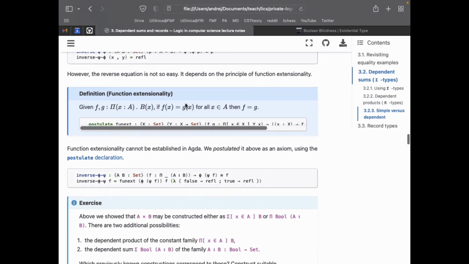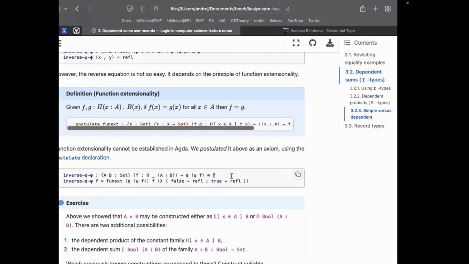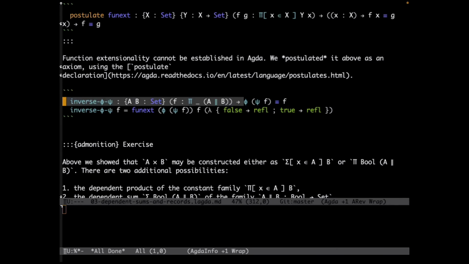So it's just the transliteration of this. And then when you want to use the inverse, you need to use function extensionality. That is to say, instead of showing that if I use phi and psi on f I get precisely the same f, what I will show is that I get a function which behaves the same way as f. That's what this function extensionality allows me to do. So how does the proof go?